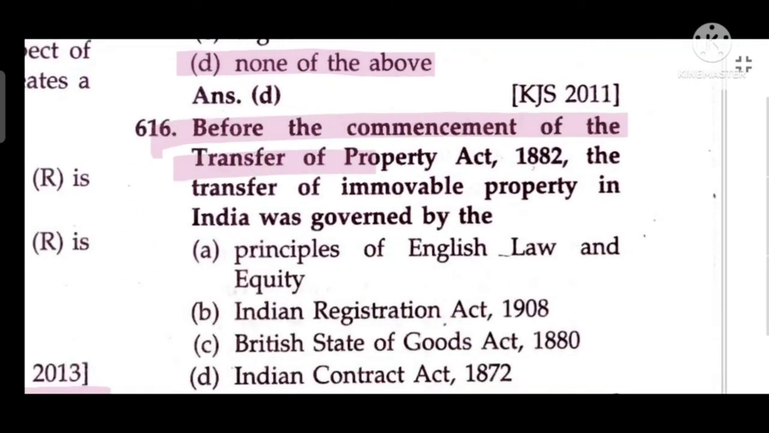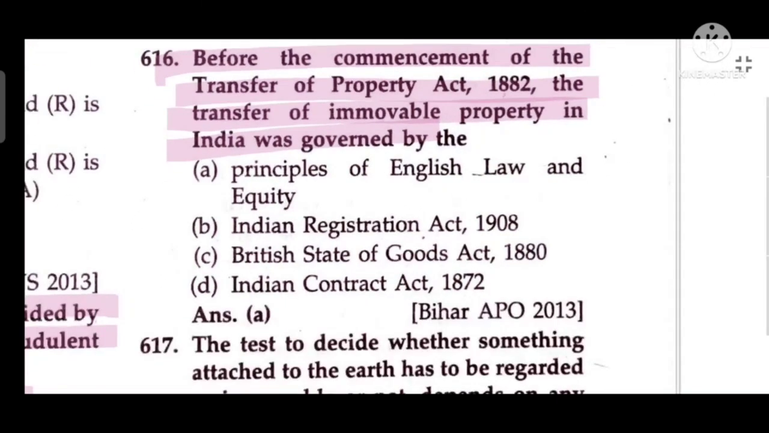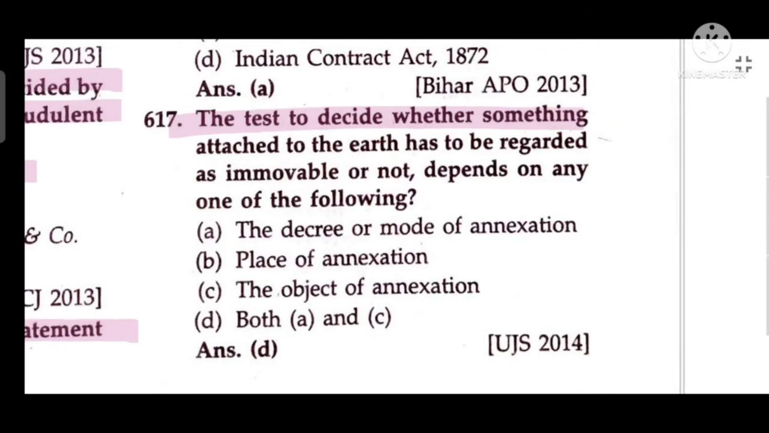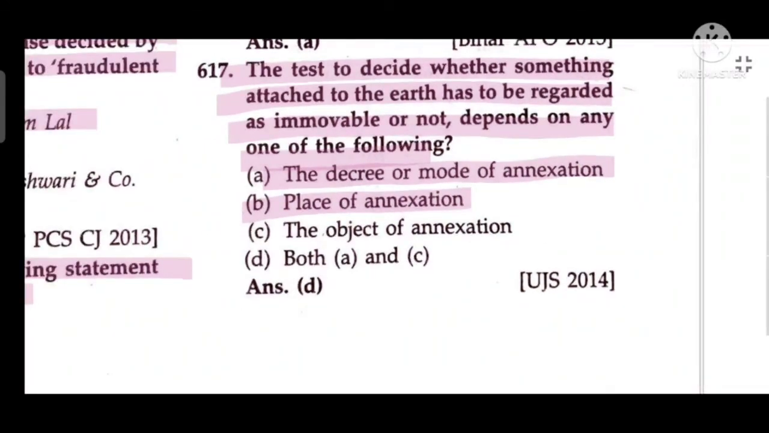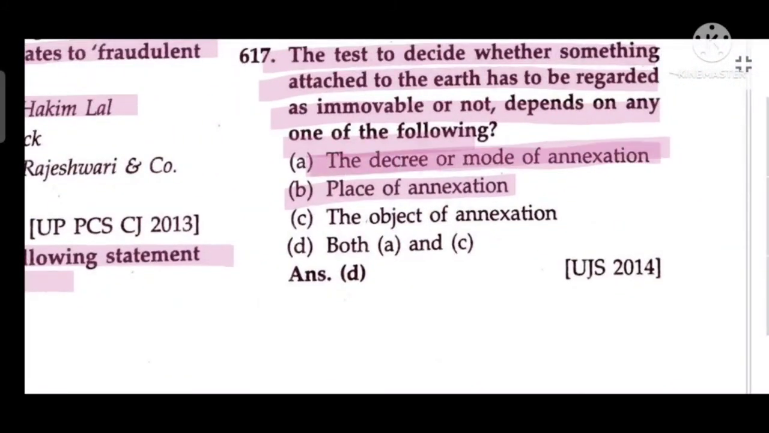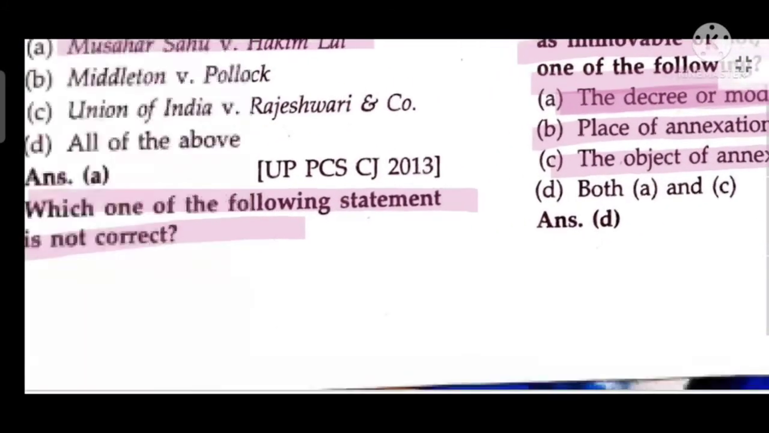Before the commencement of the Transfer of Property Act, transfer of immovable property in India was governed by principles of English law and equity. The test to decide whether something attached to the earth is immovable property or not depends upon which one of the following: the degree or mode of annexation, place of annexation; the degree and mode of annexation, the object of annexation.